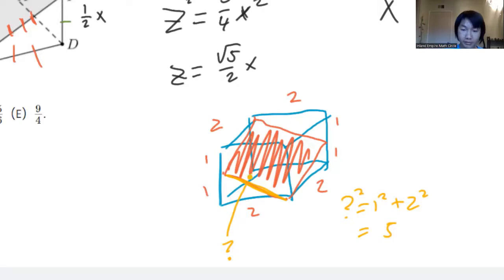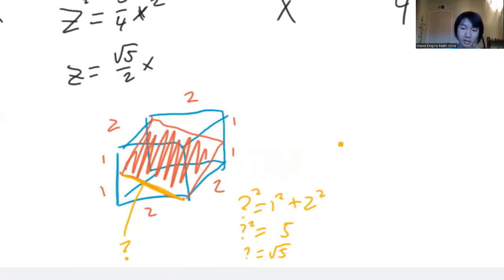So from this, we can find that this little section here is equal to the square root of 5. So question mark squared is equal to that, so question mark will be equal to square root of 5. And remember, this inside shape here is just another square. It's just angled slightly differently. So to find the area of that, we can just get the side length squared. So this side length here times this side length here will give us the area. So this is just equal to, let me find some more space, square root of 5 times square root of 5.